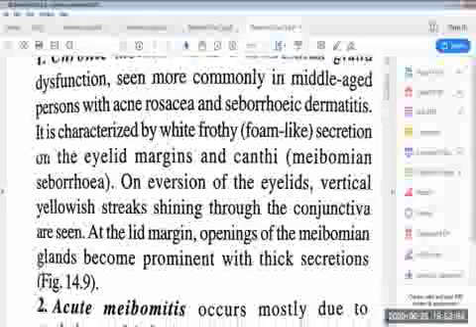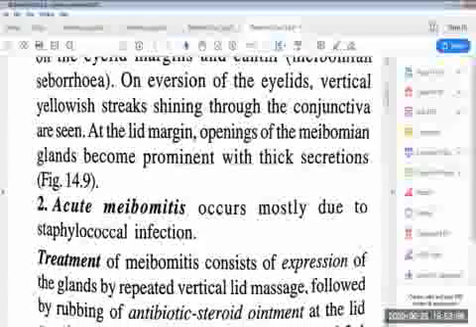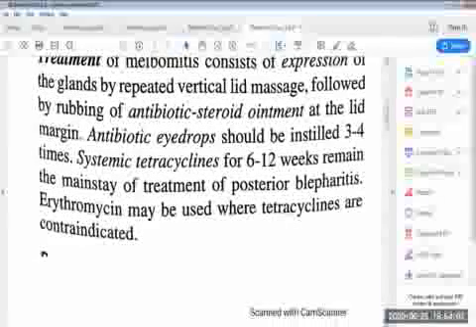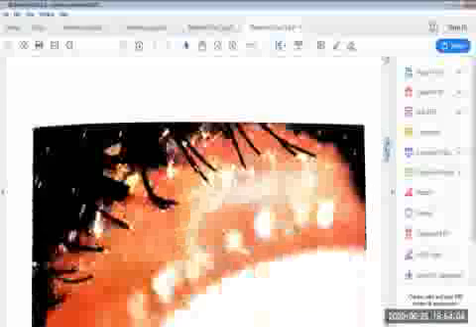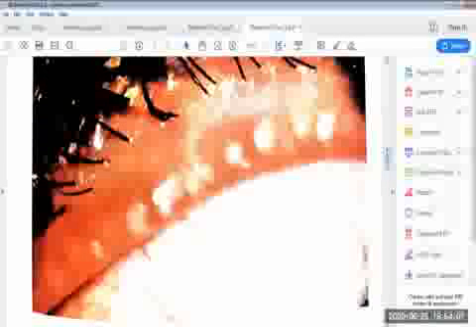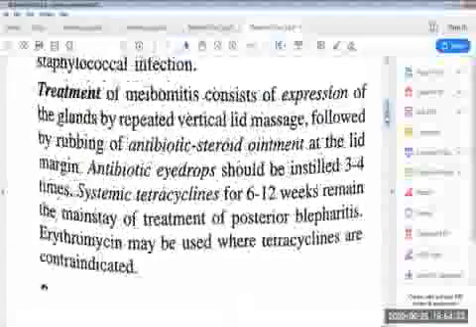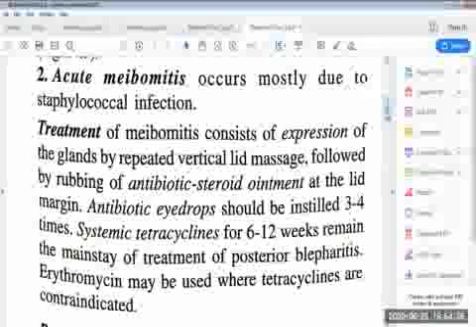Here in this image, you will be able to see the openings of the meibomian gland, and they become prominent, and very thick secretion is present over the lid margin. Then the next type of meibomitis is acute meibomitis, which occurs mostly due to staphylococcal infection, due to bacterial infection.